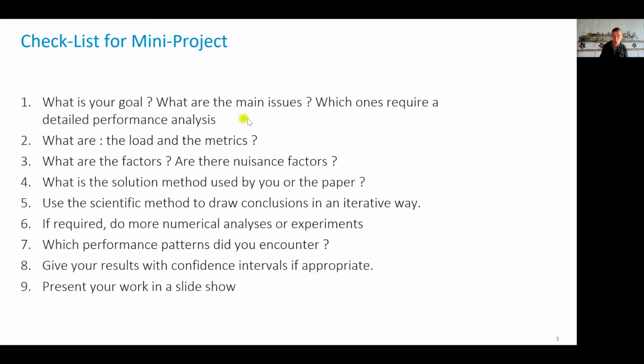For now, what you really want to address is, what is your goal? What are the main issues? And is it really interesting to do a detailed performance analysis? While you will be performing the projects, of course, all the checklist here has to do with what we saw in terms of methodology in the first week. In particular, it's important to use a scientific method to draw conclusions in an iterative way and not jump into conclusions that are seen from an interpretation, not really checked by proper experimental validations here.